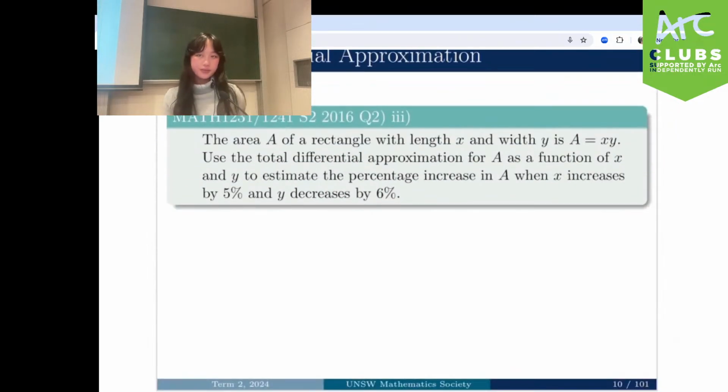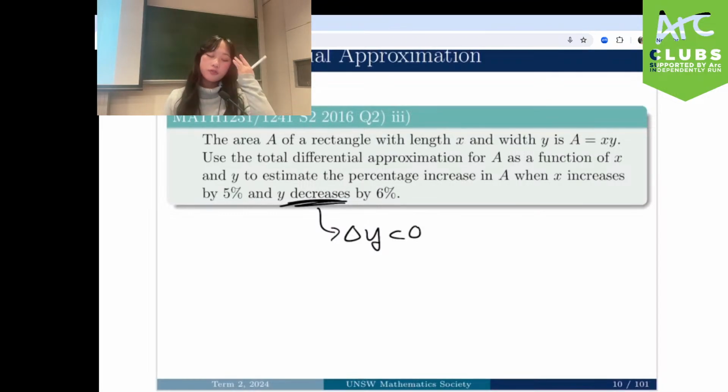Let's do this one first. The area A of a rectangle with length x and width y is A equals xy. Use the total differential approximation for A as a function of x and y to estimate the percentage increase in A when x increases by 5% and y decreases by 6%. So one common error is you don't read the question and you see increases instead of decreases. Remember, this is decreases. So this is a clear sign that your delta y will be negative, not positive, okay?